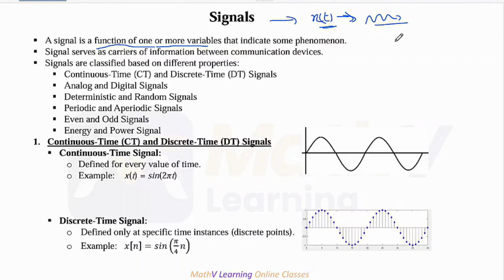So where it is used, some of the application is in communication system. For example, transmitting some signal from the transmitter, and the same signal is received at the receiver. So this signal corresponds to signal which carry information.